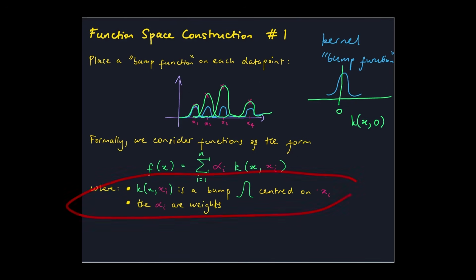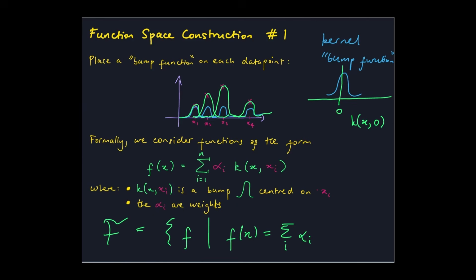And that's what this bit says. Then I can define a function space, let's call it big F, to be the set of functions f that can be decomposed in that form. And if I let the number of bump functions go to infinity, so I consider not just a fixed set of locations where I put the bumps, and I allow myself to have infinite bumps, then this function space is known as a reproducing kernel Hilbert space.